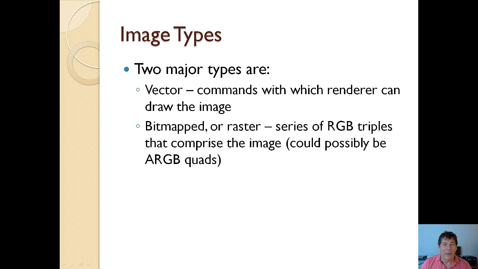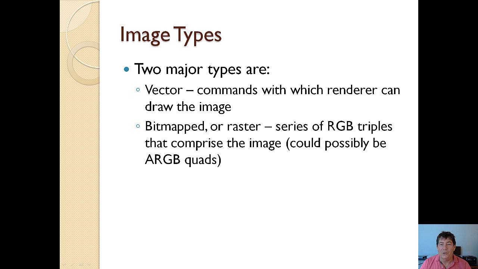So we're going to start off with images. And images really come in two major flavors. The first is a vector image. And a vector image is simply a lot of commands with which the renderer can draw the image. So really, essentially, it's a list of draw commands.